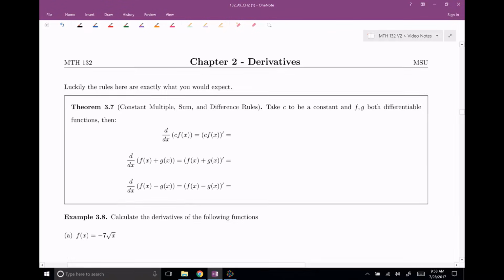All right, and the claim is, here in this theorem, luckily these rules are exactly what you would expect, kind of like our good old limit rules, right? If you were kind of guessing, you would probably guess these rules.